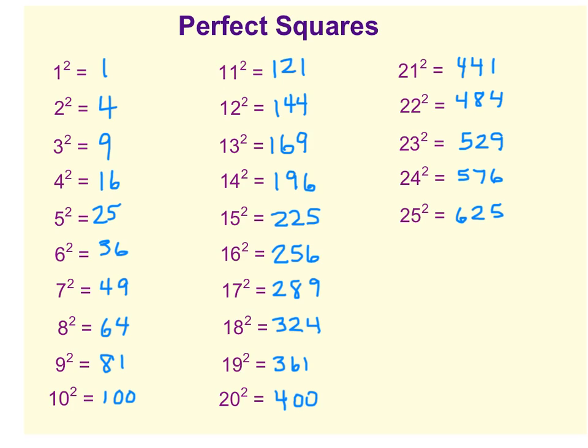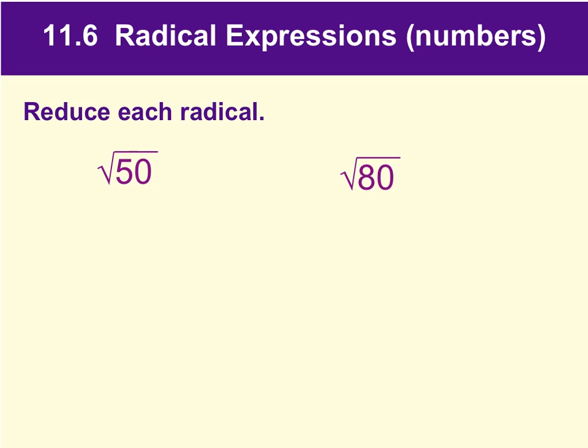All right, so there's our list of perfect square numbers. So we're going to move on, and then you'll see how we'll be using these numbers to help us simplify some radical expressions. All right, so first thing we're going to do is reduce some radicals, so it might be helpful to know what is a radical. You guys know them as square roots.